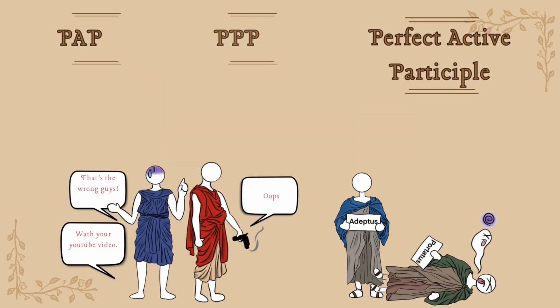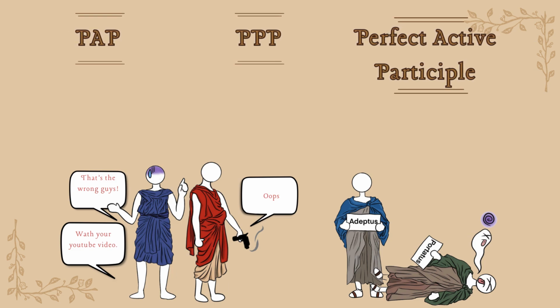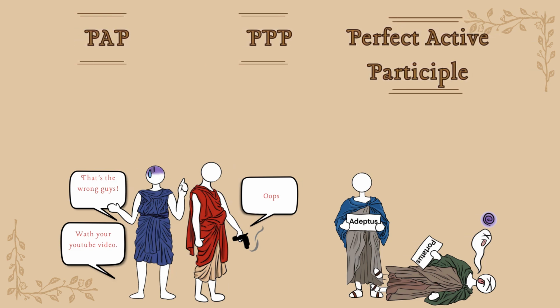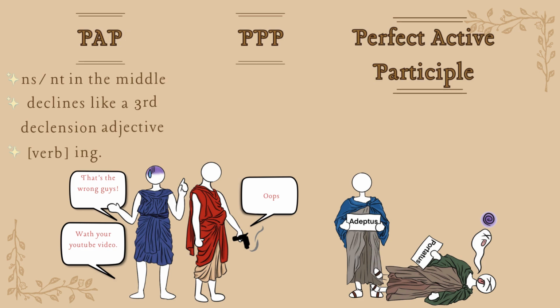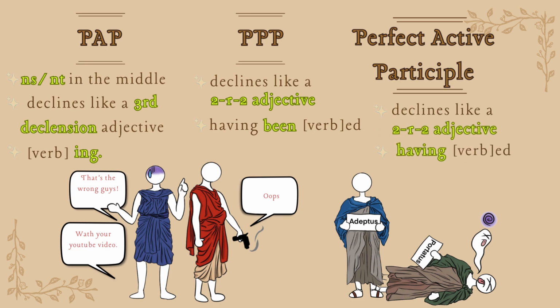Just to recap, we've met 3 types of participles today: the PAP, PPP, and the perfect active participle. The PAP has a distinguishable -ns or -nt in the middle, declines like a third declension adjective, and it translates as verb-ing. The PPP and the perfect active participle both decline like a 2-1-2 adjective. The PPP translates as having been verbed, whilst the perfect active participle translates as having verbed.